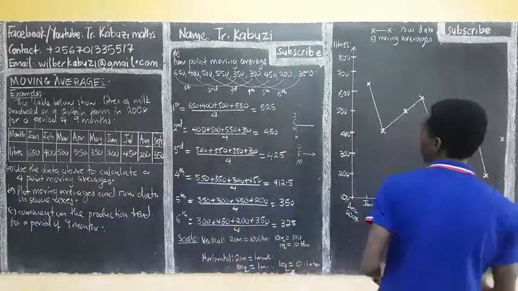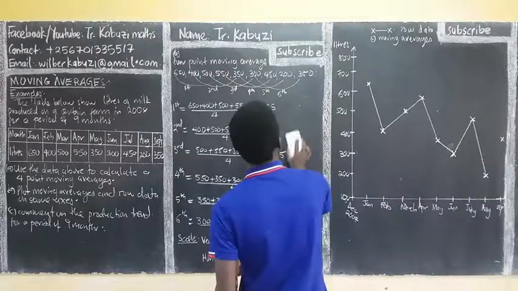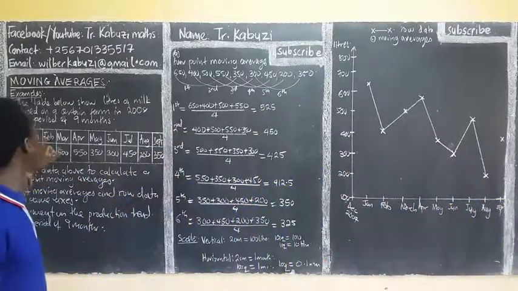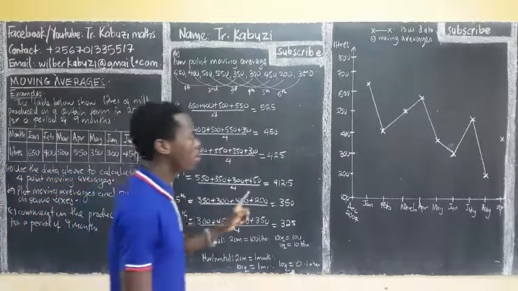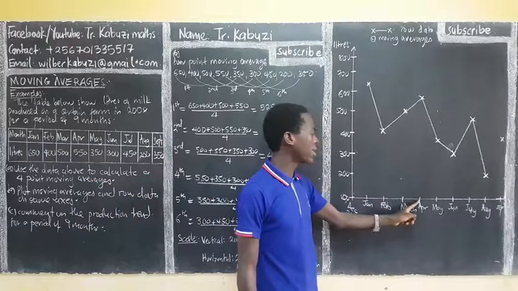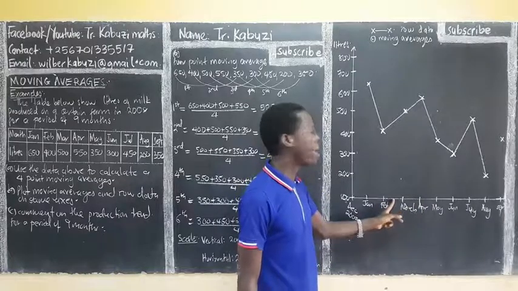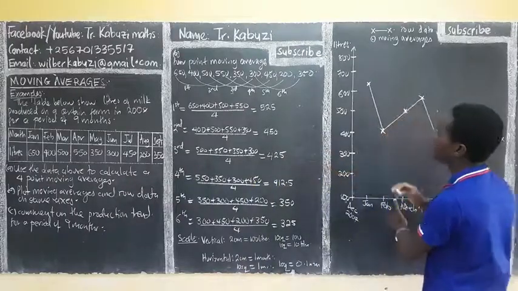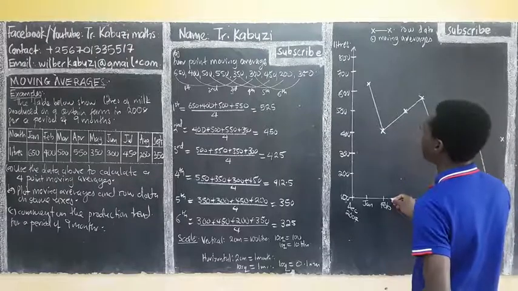Now to plot them, the first moving average is going to be January, February, March, April. The middle part is going to be between February and March. When I count 1, 2, 3, 4, where is the middle part? It's going to be between February and March. So this is the middle part. This first middle part is going to take the first moving average, which is 524.25. So this is my middle part, the first 525.